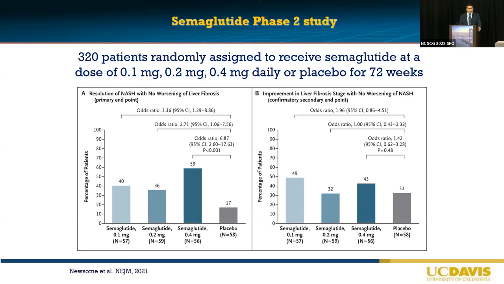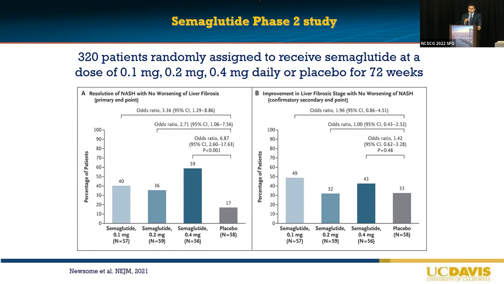Semaglutide phase 2, 320 patients randomly assigned to receive semaglutide at a dose of 0.1, 0.2, 0.4 daily or placebo for 72 weeks. They had a resolution of NASH with no worsening of liver fibrosis, which was their primary endpoint. There was a trend towards improvement of the liver fibrosis with no worsening of NASH.